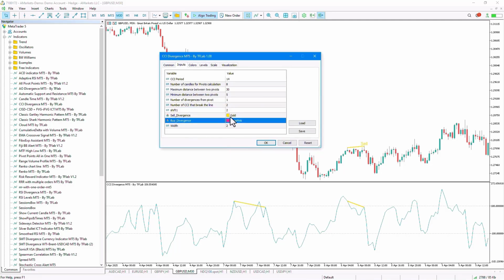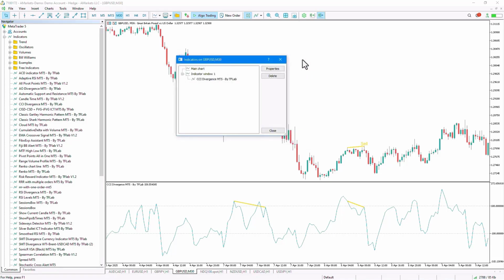In the following sections, we can set the color of the sell divergence and buy divergence lines to our desired color, and finally, we can set the size of the lines to our preferred size.